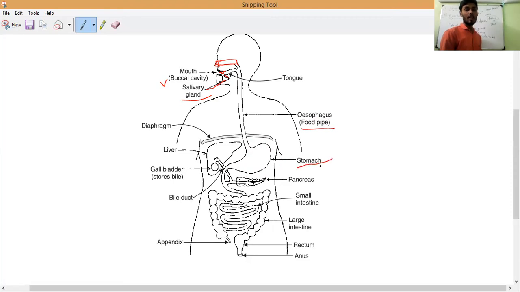Stomach. Understanding? And we have here one leaf-like structure. What is this leaf-like structure? Pancreas. Understand? The pancreas will secrete the pancreatic juice, which contains three things. Can anybody say it fast, Arvind? Pancreatic amylase.